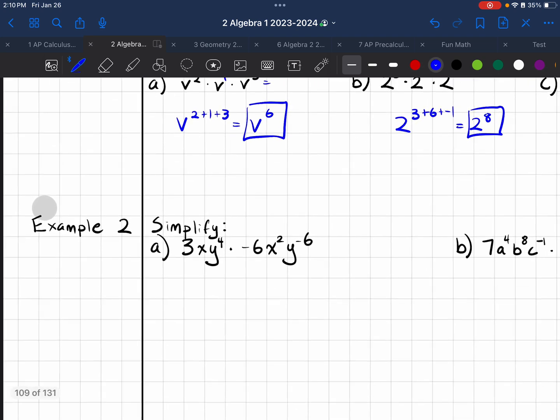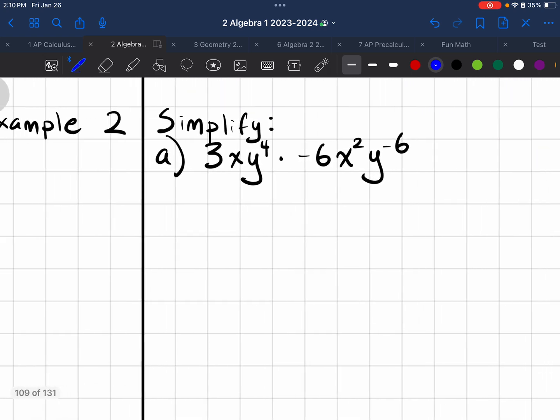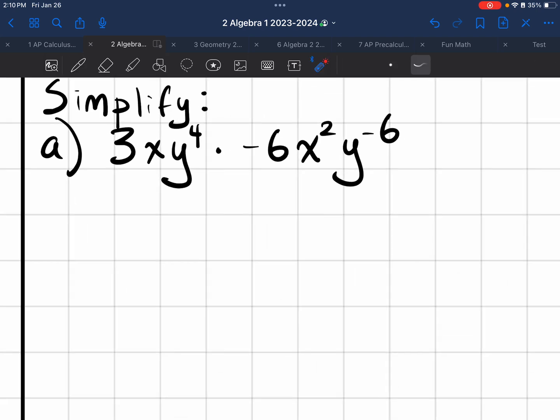All right, moving on to example 2, A and B. These are slightly harder problems which relate to the problems in the homework that are later. Again, I'm looking at the coefficients. I see a 3 and a negative 6 that are being multiplied.